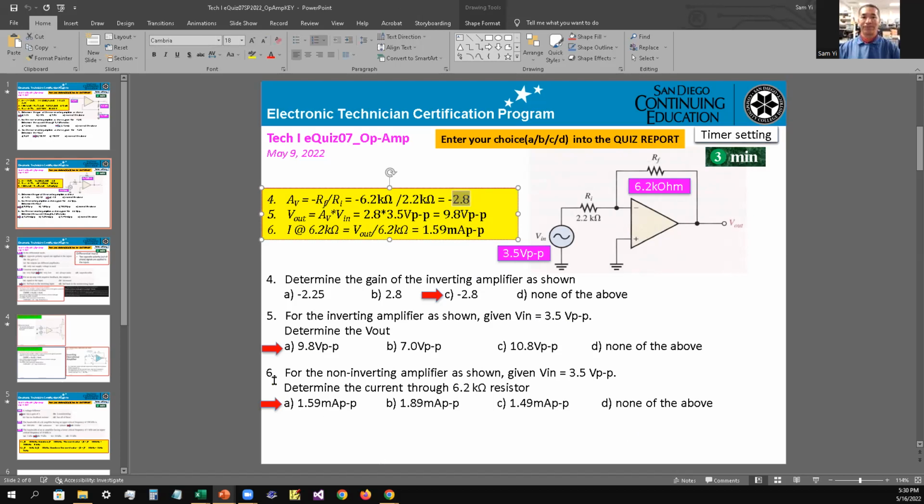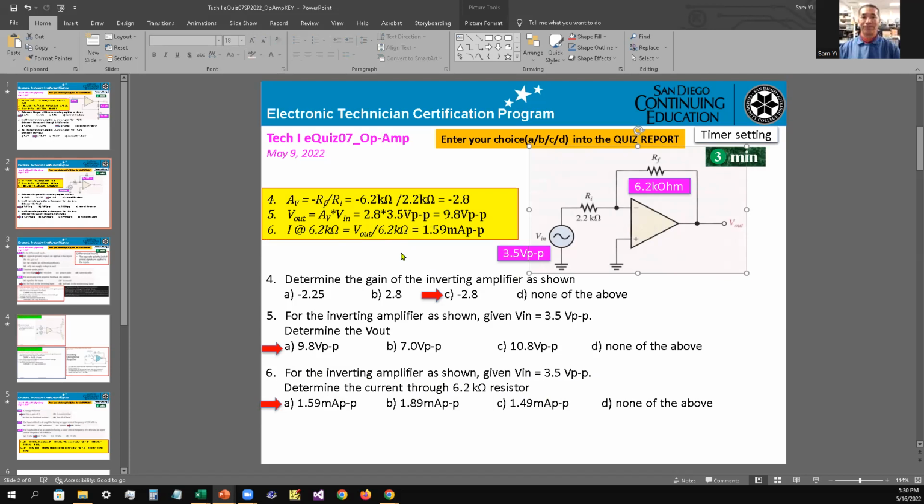Okay, for number 6, for the non-inverting amplifier as shown. Yeah, they're talking about non-inverting, but they're referring to inverting. So this question is sort of this. For the inverting amplifier shown, given Vin equal 3.5 volt peak to peak, determine the current through the 6.2 kilo ohm resistor. So I at 6.2 kilo ohms equals V out divided by 6.2 kilo ohm.